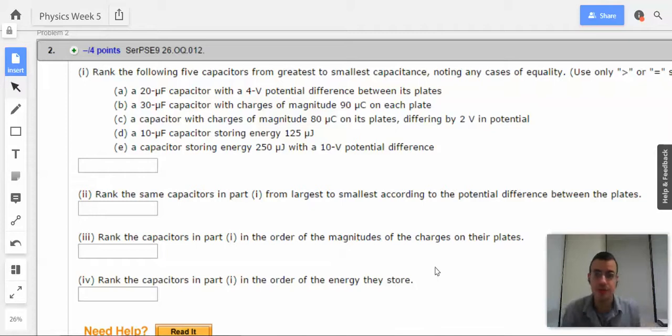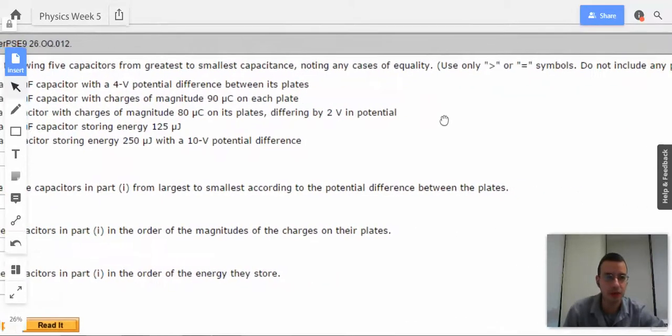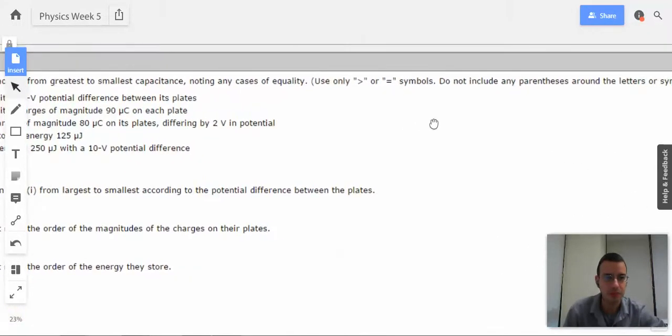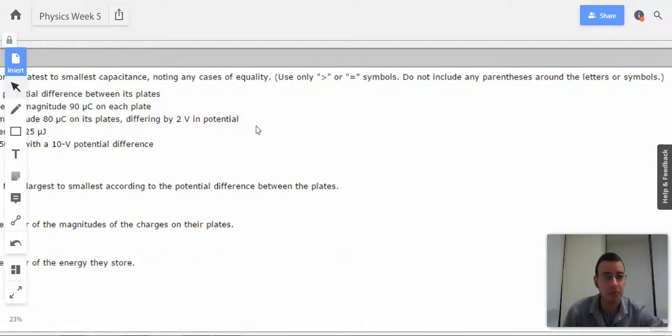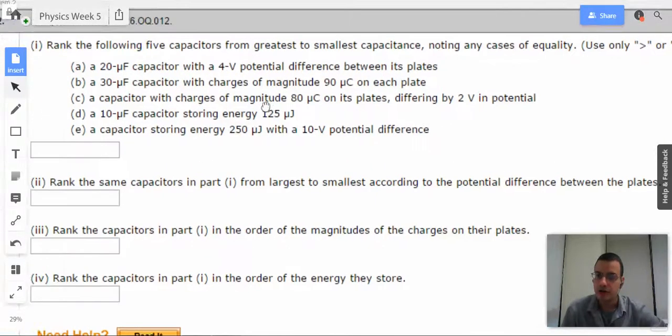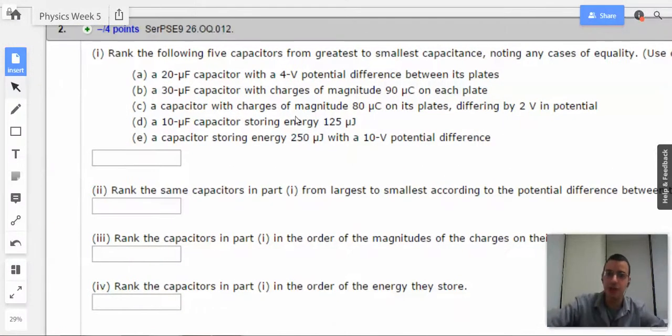Problem 2. Rank the following 5 capacitors from greatest to smallest capacitance, noting any cases of equality. So they're giving us 5 capacitors: a 20 microfarad and 4 volts, 30 microfarad and 90 microcoulombs. Ooh, okay, I see where they're going with this. The capacitor with charges of magnitude this, 2 volts potential, a 10 microfarad capacitor and a capacitor storing energy.